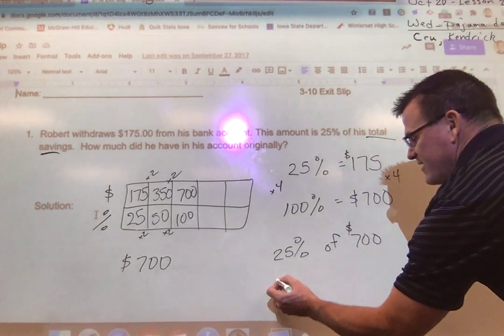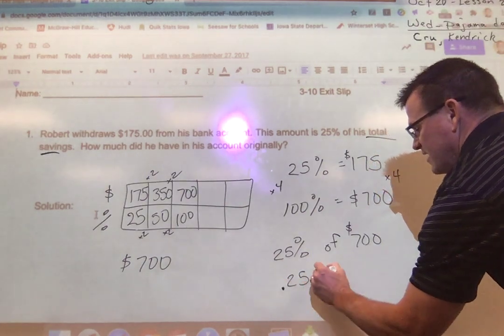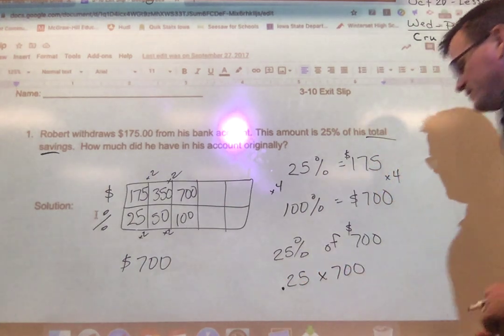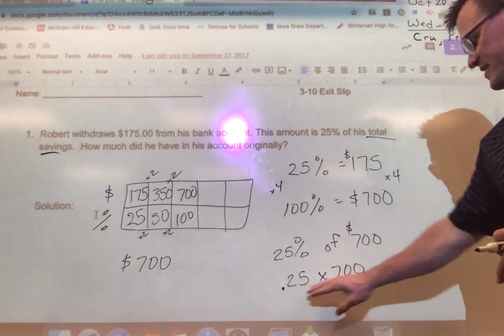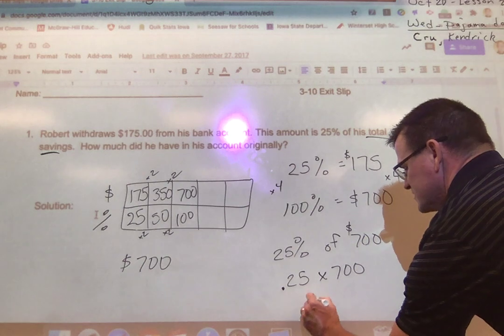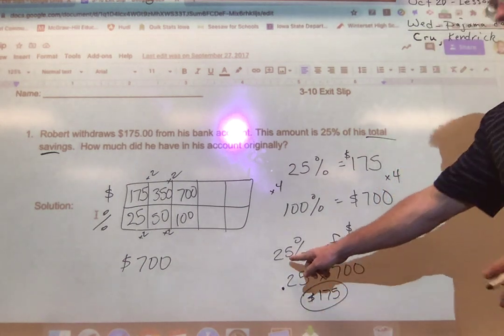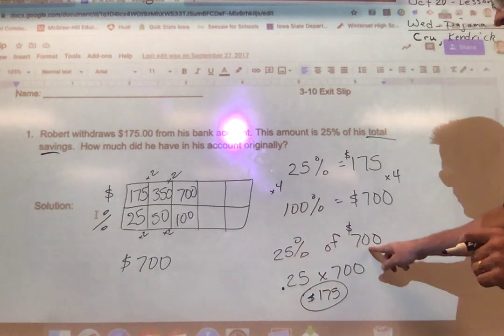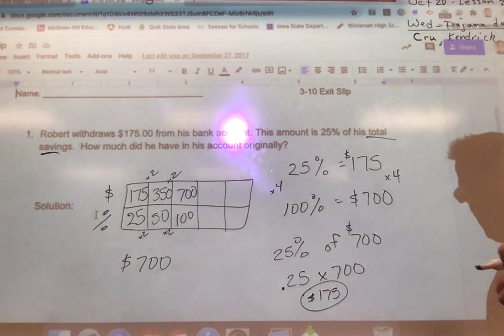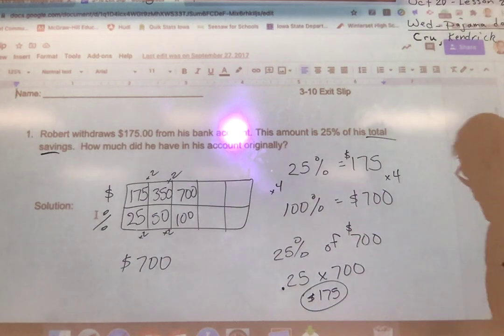So we found out earlier this unit, I know 25% is 25 hundredths. Of means times. If I take 25 hundredths times 700, you will get $175. Okay, some of you also think 25%, we know that's a fourth. So what's a fourth of $700? So I could also take 700 divided by 4. It's going to give me the same thing as $175 there, so I know I'm right.